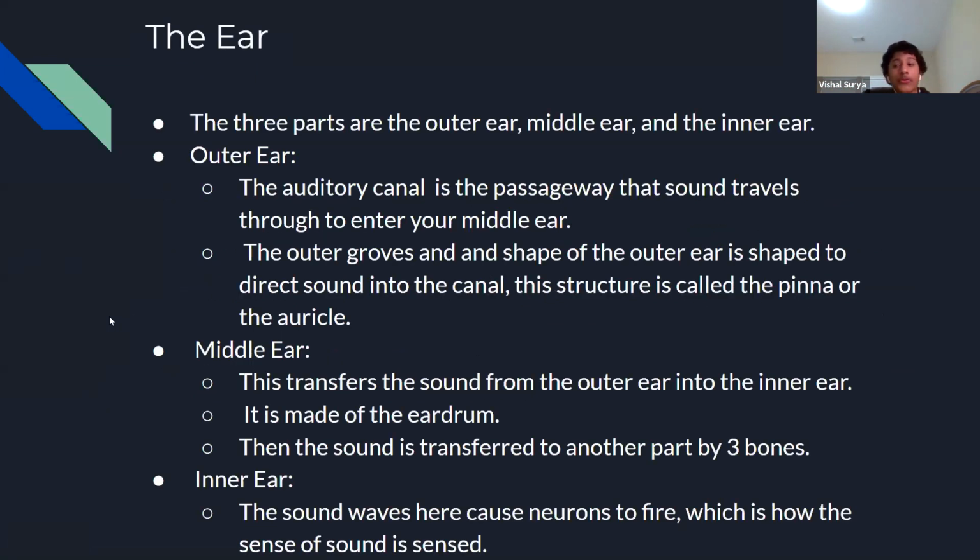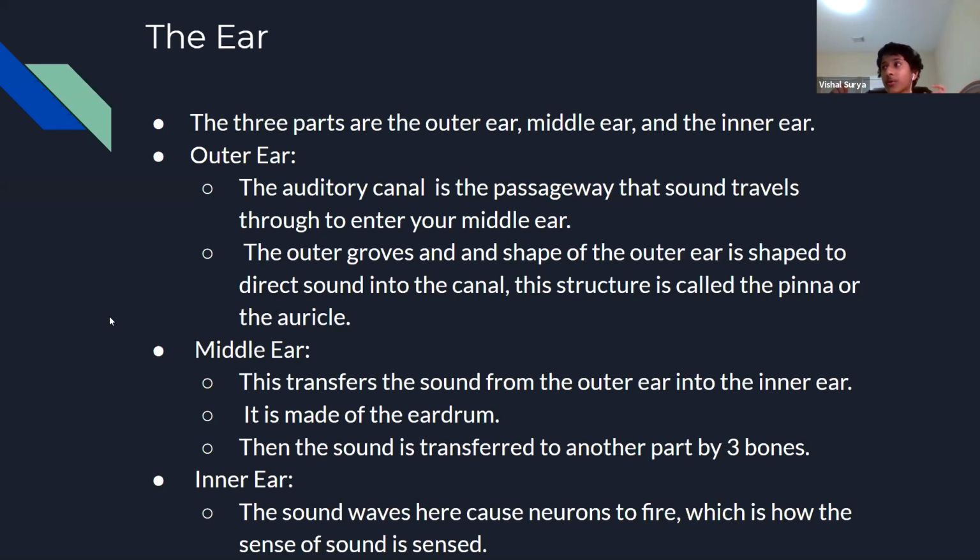So now we're talking about the ear, about the actual body now. There are three parts of your ear: the outer ear, which you can see, the middle ear, and then that connects to the inner ear, which is all the way deep inside your head. In the outer ear, there's the auditory canal, the ear canal, which is the passageway sound travels through to enter your middle ear. Think of if you're picking your ear, which is not a good idea, but that's where the auditory canal is.